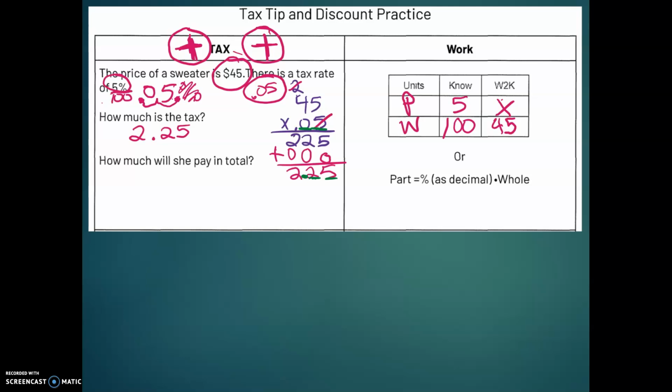All right, so now that you found the tax, the next one is how much will she pay in total? So tax, remember, tax is something we have to add. It's extra that we pay. So go ahead and take a moment and add those up and see what you get. Please pause the video and remember to line up your decimals correctly. All right, go ahead and pause your video and see what you get, and then unpause it to check your answer.